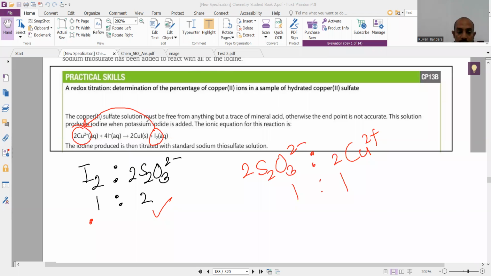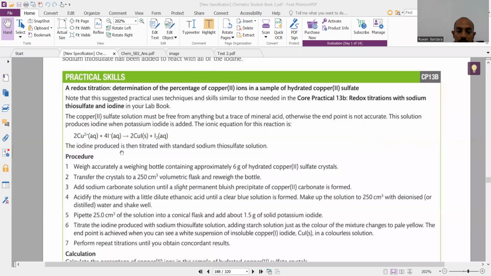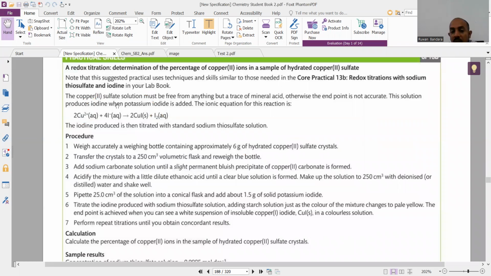Okay, right. Now here the experimental procedure is given. Weigh accurately, using a weighing bottle, approximately 6 grams of hydrated copper 2 sulfate crystals. Then transfer to a 250 volumetric flask and reweigh the bottle. Remember, this is exactly the correct way of measuring a mass: initial mass of the container with the solid and then final mass of the container without the solid. The difference gives you the amount of the solid added.